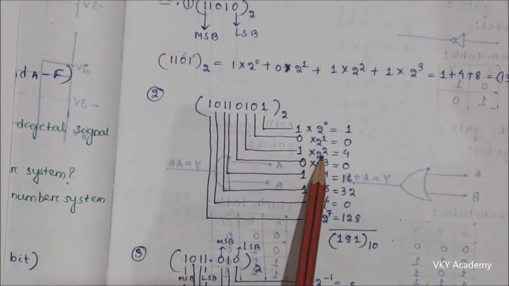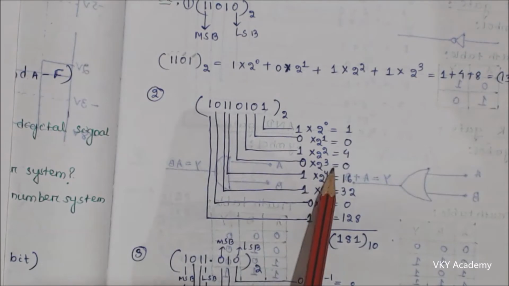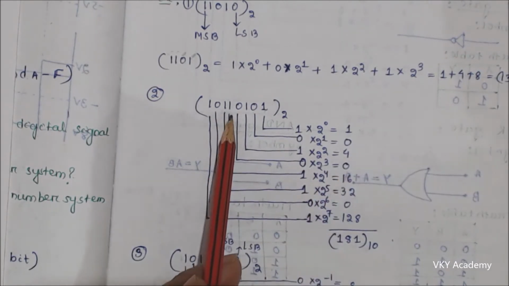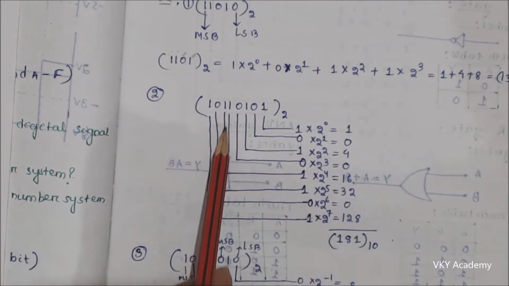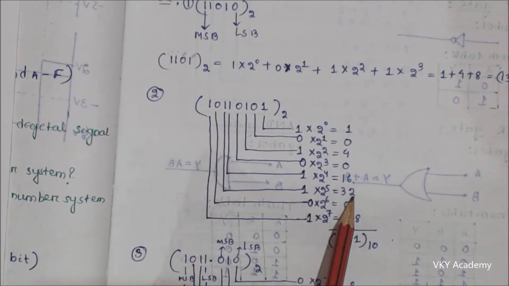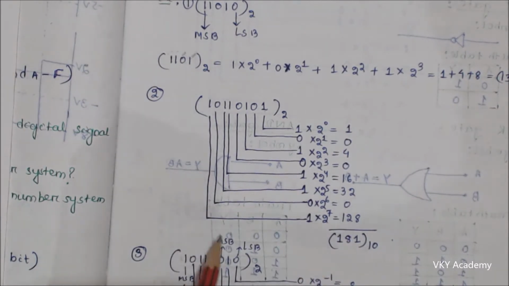Third one is 1 into 2 to the power 2, which is 4. Next is 0 into 2 to the power 3, which is 0. Next is 1 into 2 to the power 4, which is 16. Next is 1 into 2 to the power 5, which is 32. Next one is 0 into 2 to the power 6, which is 0. And the last one is 1 into 2 to the power 7, which is equal to 128. Once you add up all these numbers, you will get the decimal number, which is 181. So the decimal equivalent of this binary number is 181.